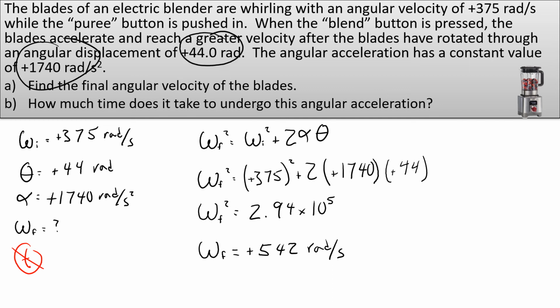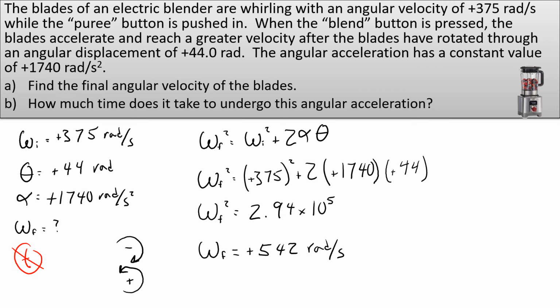A couple things that could have made this harder: maybe they're not all positive. Maybe they say this is clockwise and the other one's counterclockwise. Then you'd have to be careful with your sign over here. Remember, clockwise is negative, counterclockwise is positive. Luckily, everything was in the same direction, so that didn't come up.